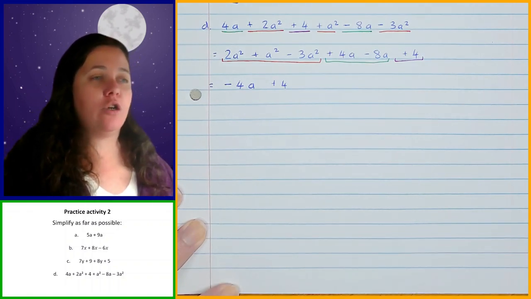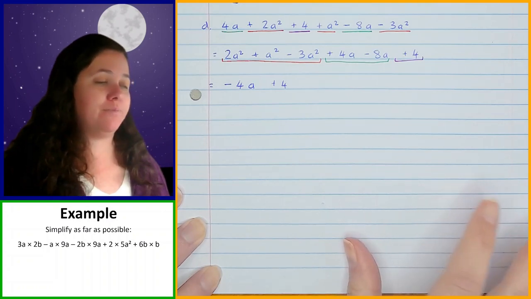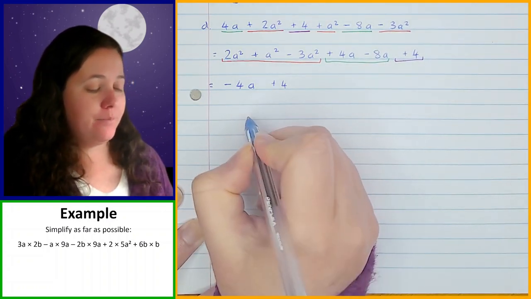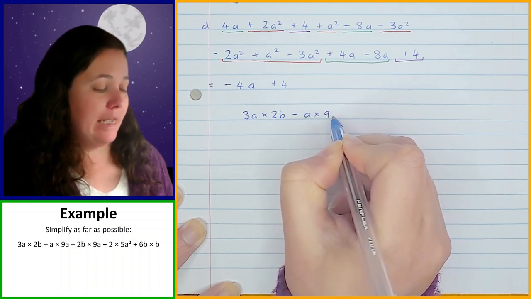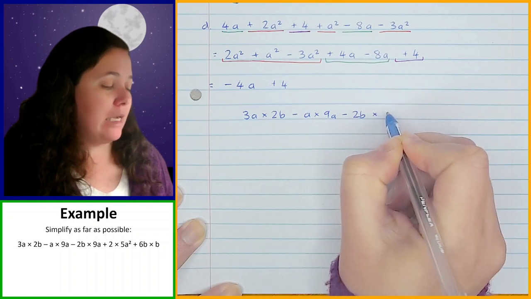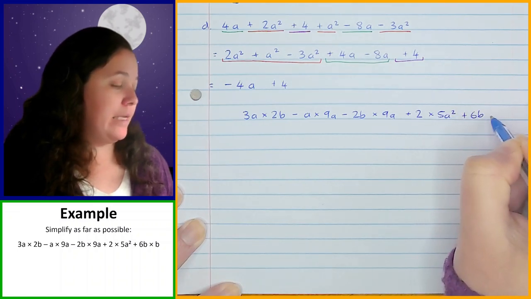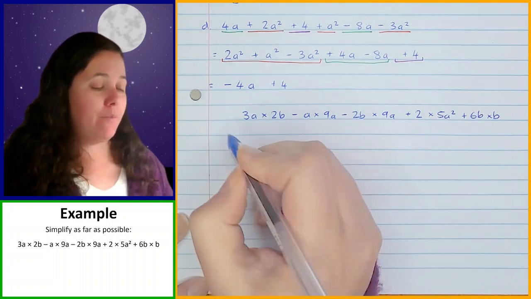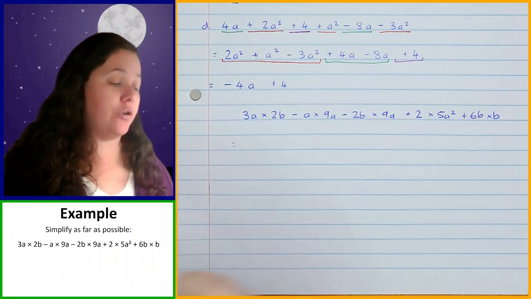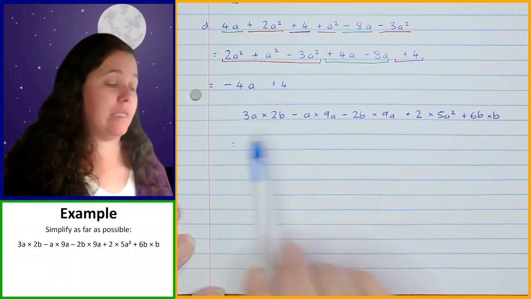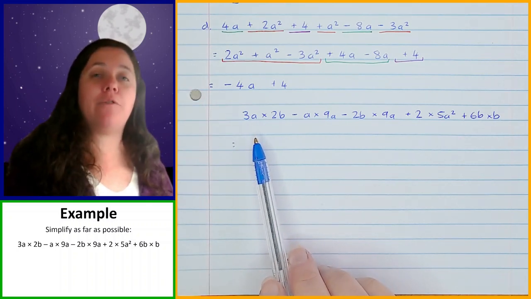Now we are going to go to another example where in this case we have got some multiplication happening as well. So I've got the question 3a times 2b minus a times 9a minus 2b times 9a plus 2 times 5a squared plus 6b times b. Now we already know from BEDMAS that multiplication has to be done first. So I'm going to go through and sort out all that multiplication. We did learn a couple of lessons ago about doing multiplication with variables. Remember, when we multiply, we multiply our numbers together and write that down first, and then we multiply our variables in alphabetical order.